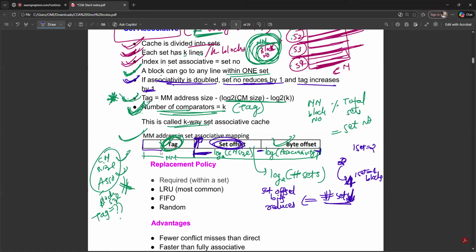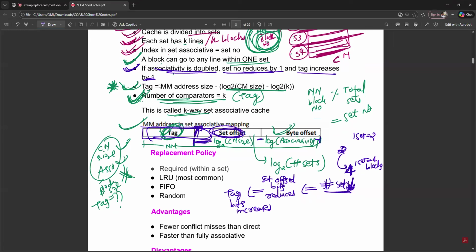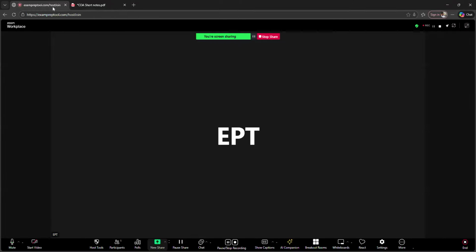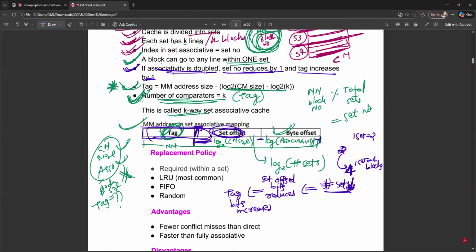And then there will be more tag, which means the tag bits increase. So this is the relation: if associativity is doubled, set number reduces by one and tag increases by one. Very important point. Please take care of this one as well.